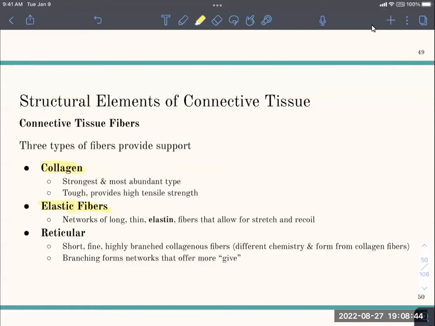We also have reticular fibers. These are shorter branches of collagen-type fibers, but they form a branching kind of network. So different tissues can give more. They can stretch in multiple directions more. That's what these reticular fibers help to do.